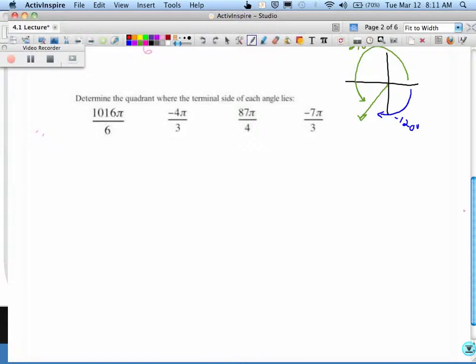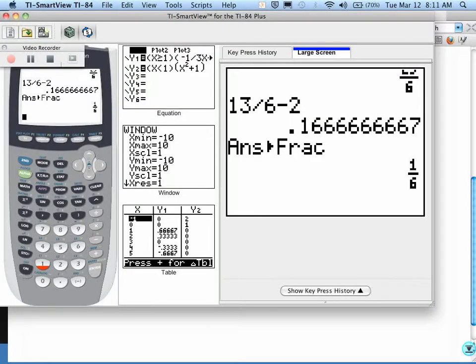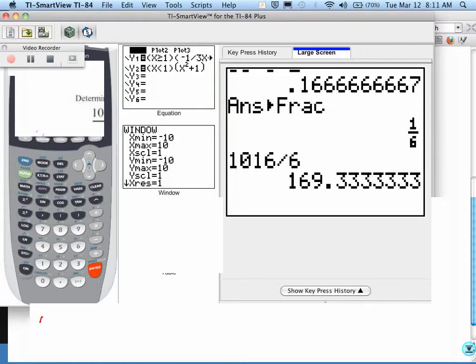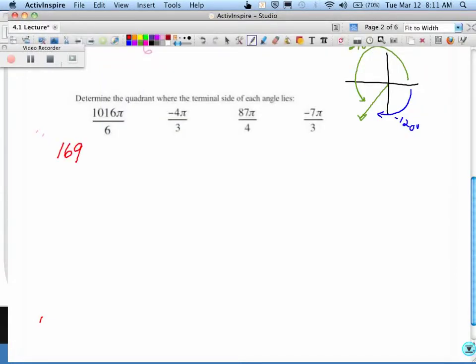How many times does 6 go into 1016? 1016 divided by 6. It goes into it 169 times evenly. Now what's the remainder? 1/3, right? You saw the 0.333. So this is 169 and 1/3 pi. That's a mixed number. I'm changing it to the whole number and the fraction.